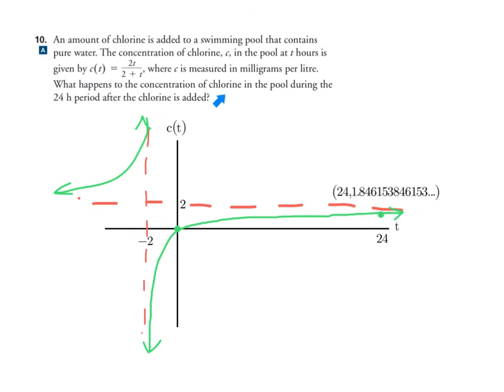So what happens to the concentration of chlorine in the pool during the first 24-hour period? It goes from 0 all the way to like 1.85, pretty close to 2. And it's never going to get above 2 even after a long time. So it's just going to kind of go up slightly from there.